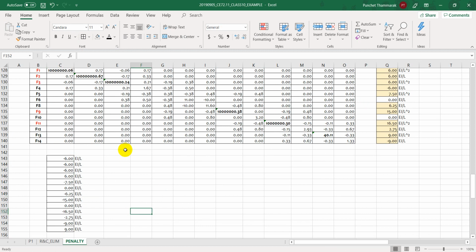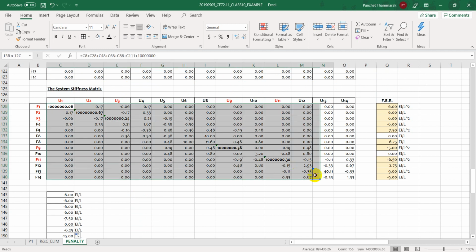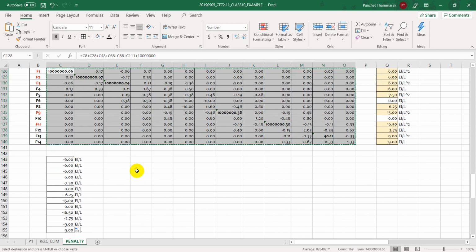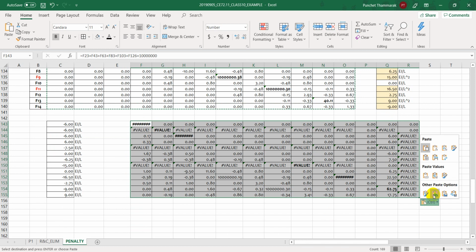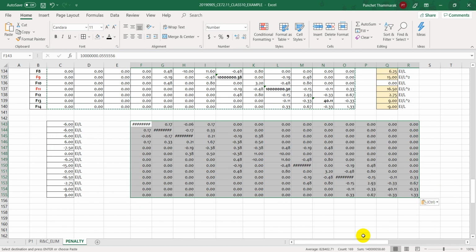Okay, and then the stiffness matrix, I'll copy and paste it here. Okay.